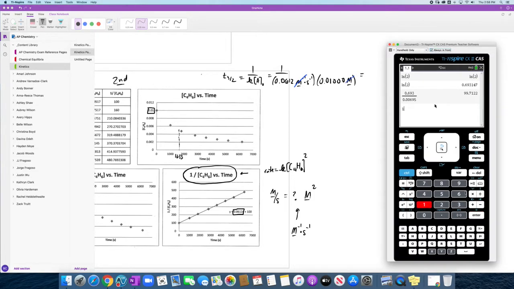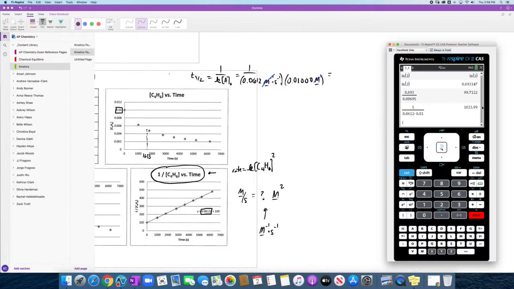We've got 1 divided by 0.0612 times 0.01, everything there in the denominator, 1633.99. With 3 significant figures anyways, you could say 1630. It's about 1630 seconds. Okay, so that would be the half-life, but it's not going to be a constant half-life.